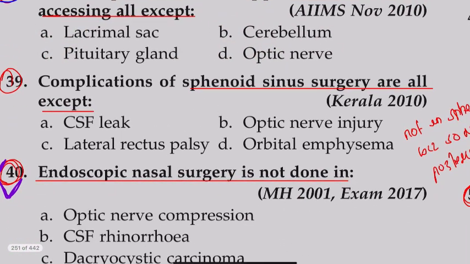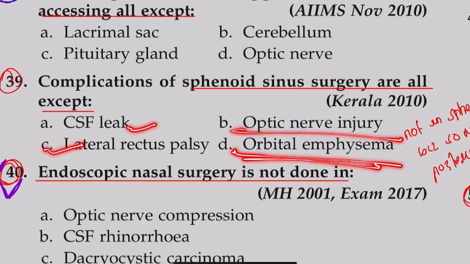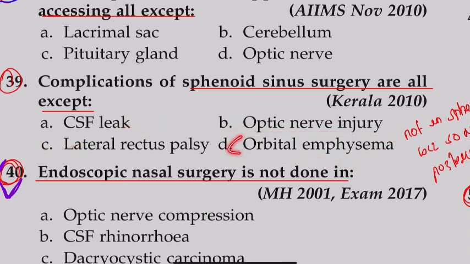Complications of sphenoid sinus surgery are all except. CSF leak can be there, yes. Lateral rectus palsy can be there. Orbital emphysema, no, it cannot be there. Optic nerve injury can be there. So the right answer is orbital emphysema. Orbital complications follow maxillary, ethmoid and frontal surgeries due to close proximity.